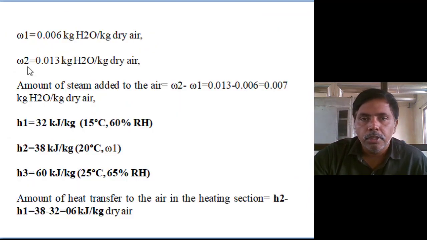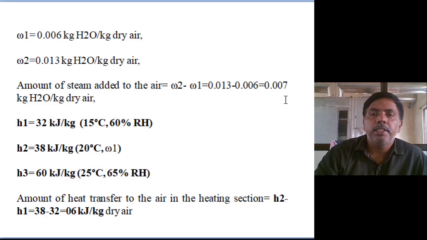the problem. You see the initial condition moisture content is 0.06 kg of water per kg of dry air, and the final condition, 25 degrees and 65% relative humidity, is 0.013 kg of water per kg of dry air. The difference between the two moisture contents gives you the amount of steam added. The amount of steam added is 0.007 kg of water per kg of dry air.